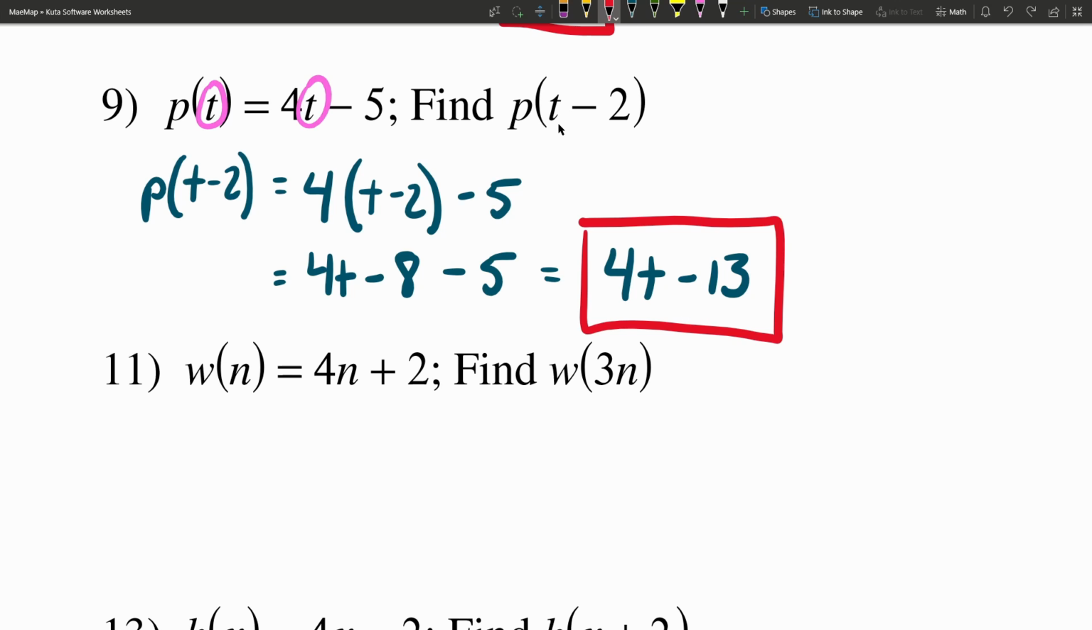And if it was confusing plugging in t minus 2 for t, well, think about this original t as some other variable, let's say x. We're plugging in t minus 2 in for x. So when we get to that x, we're plugging in that entire expression. Let's move on to number 10.